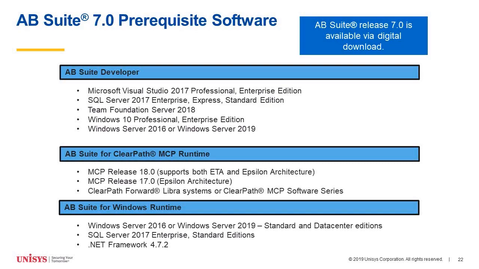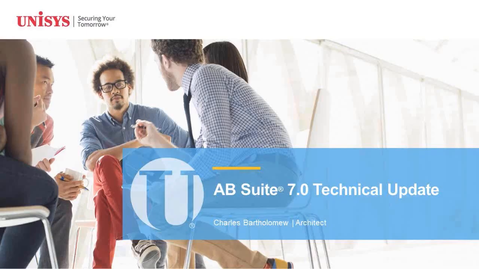For more details, you can check the software qualification matrix that will be available on the support site. I also wanted to let everybody know that AB Suite release 7.0 is now available via digital download. Earlier we used to deliver them through media, so now it's going to be much quicker through digital download. With that, I complete my section, and I'm going to hand it over to Charlie, who's going to provide a more detailed technical update. Charlie, over to you.